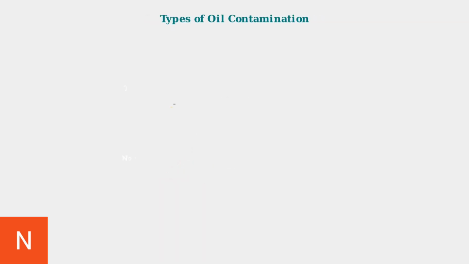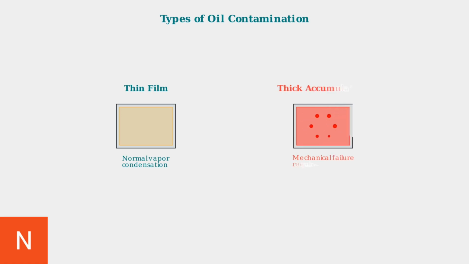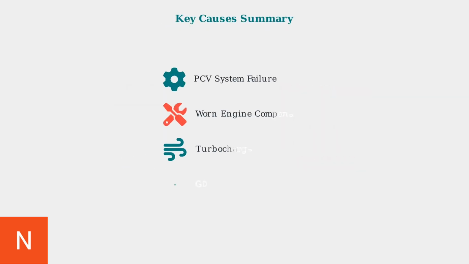The type of oil contamination tells us about the severity of the problem. A thin oil film usually indicates normal vapor condensation, while thick oil accumulation suggests serious mechanical failure requiring immediate attention. Understanding these causes helps mechanics and car owners identify the root problem. Whether it's a simple PCV valve replacement or more serious engine wear, proper diagnosis starts with recognizing how oil enters the intake system.